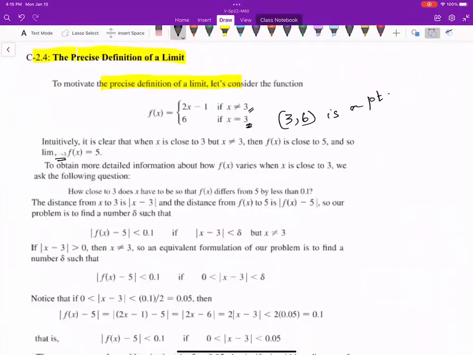To find how close to 3 x has to be so that f of x differs from 5 by less than 0.1: the distance from x to 3 is absolute value of x minus 3, and the difference from f of x to 5 is absolute value of f of x minus 5. It can be above 5 or it can be below 5. So that's why we take the absolute value. The difference is taken as epsilon.